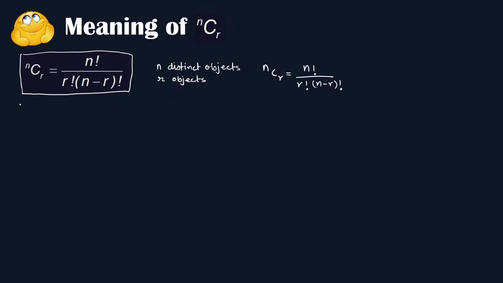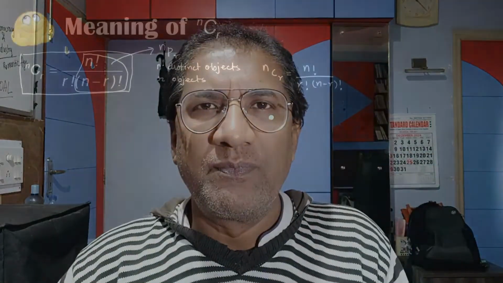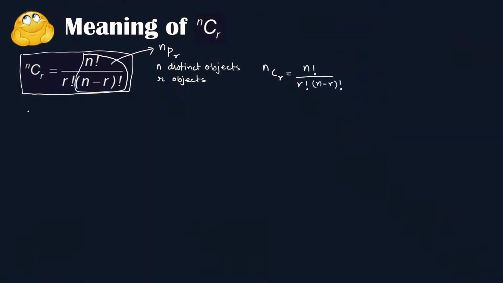Now observe one very important thing: here factorial n by (n minus r) factorial is actually NPR. What is NPR? In how many different ways you can arrange r objects from n objects given. So in this case we get that NCR is basically NPR divided by factorial r. So that implies NPR is NCR into factorial r.